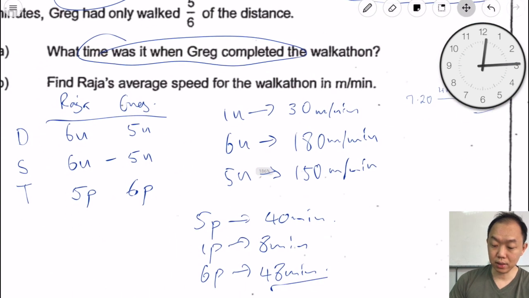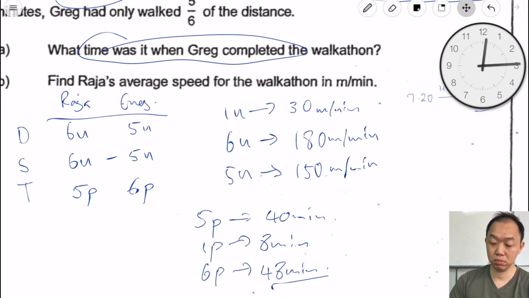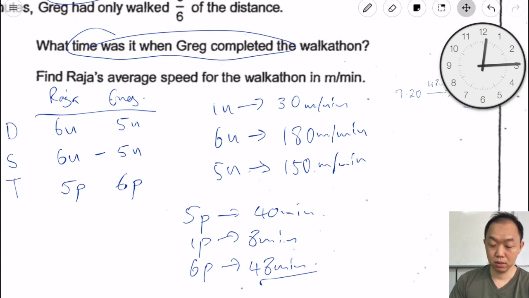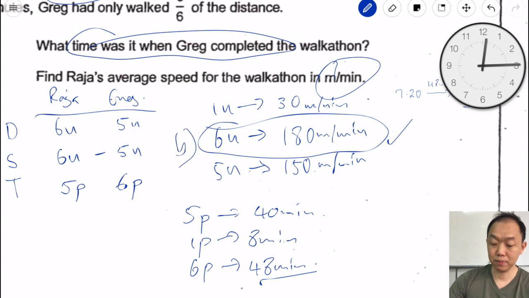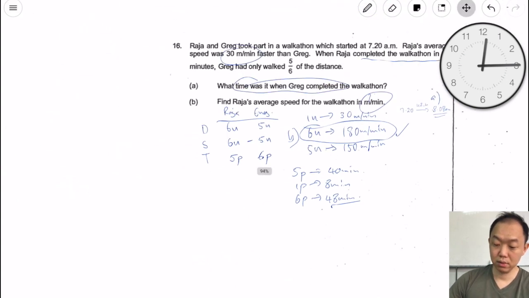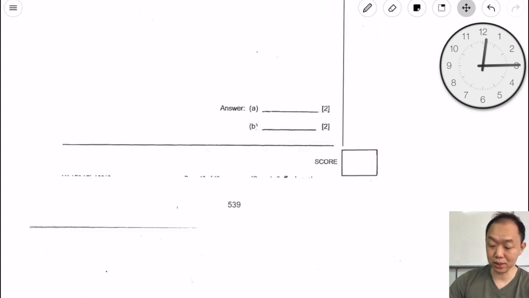So find Raja's average speed. Oh, didn't we do that already? So Raja's average speed is just 6 units. So we're done. So A is here and B is here. Pretty fast. Next. It's the power of DST ratio. Next one.